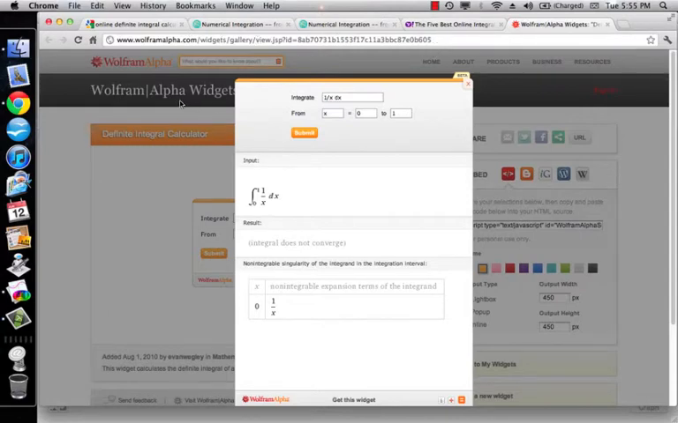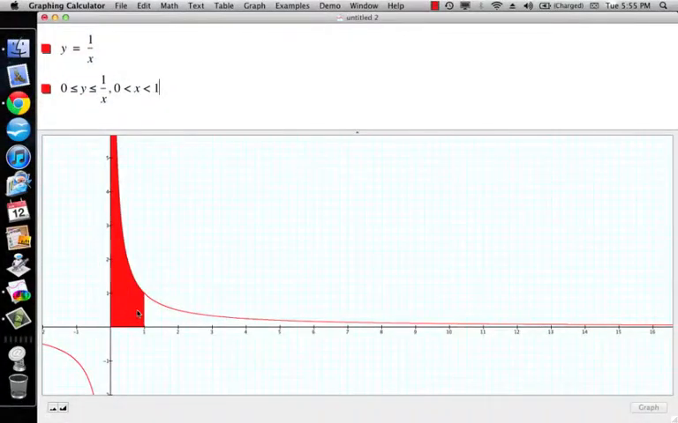So this is the Wolfram Alpha definite integral calculator, and I ask it to integrate 1 over x from x equals 0 to 1, and it says the integral does not converge. It's a singularity of the integrand in the integration interval. So in other words, I can't do it. This area here is infinite.